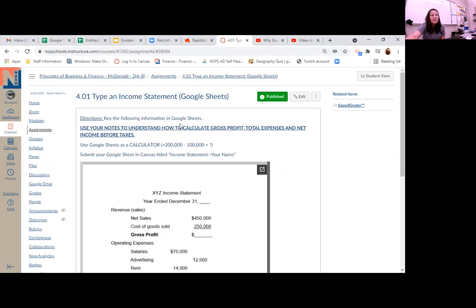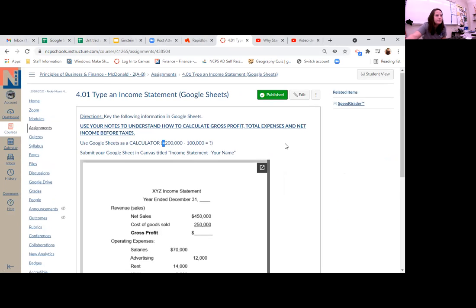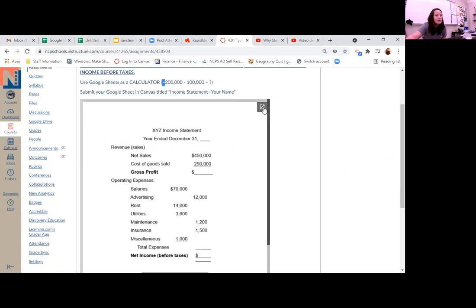Key the following information in Google Sheets. Use your notes to understand how to calculate gross profit, which is what I just covered, total expenses, and net income before taxes. Use Google Sheets as a calculator, and you can do that by using that little equal sign and then typing your numbers in. Submit your Google Sheet in Canvas titled Income Statement and your actual name. So Tara McDonald, Keasia Pittman, Joshua Crumpler, whatever your name is. This is the document that you'll type.